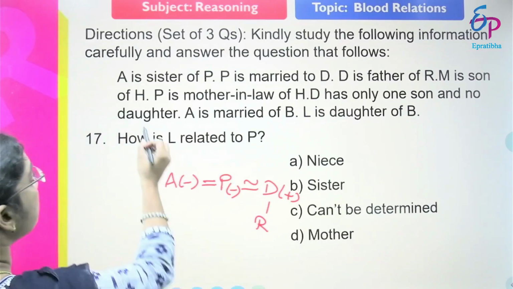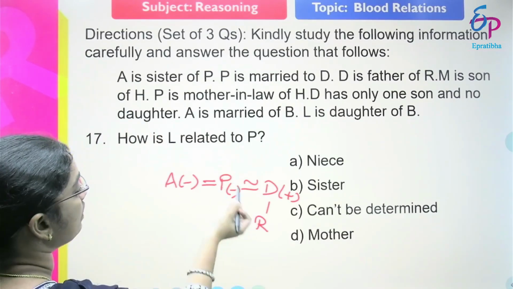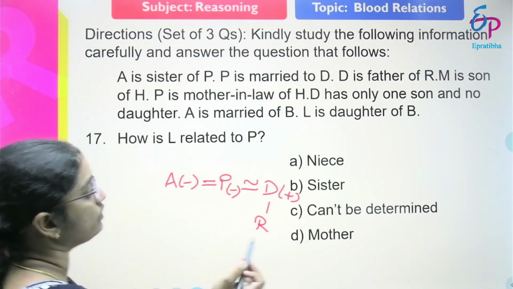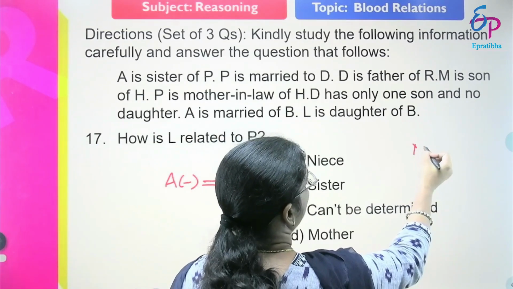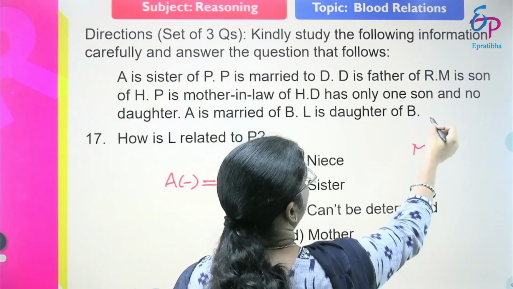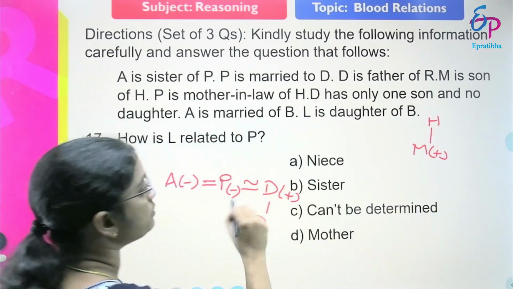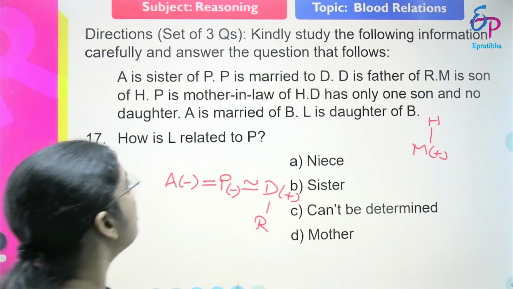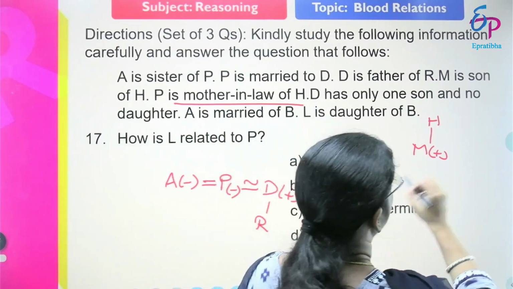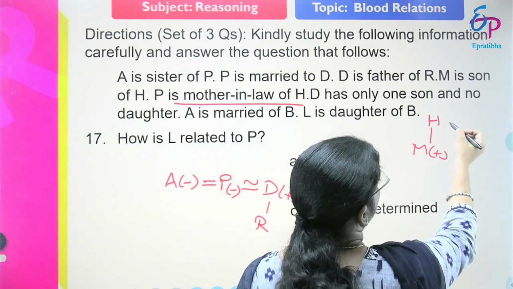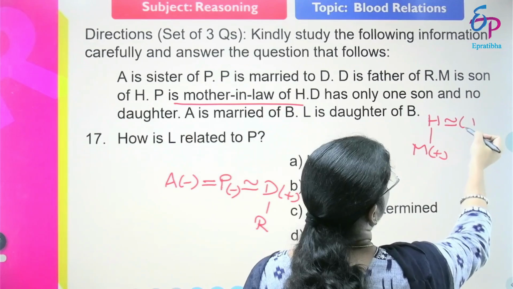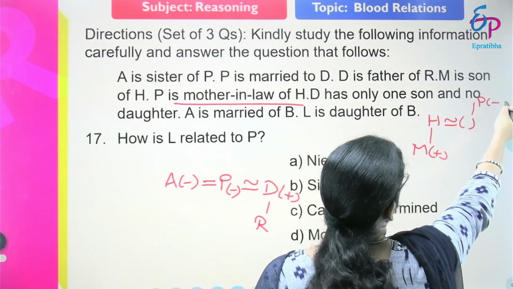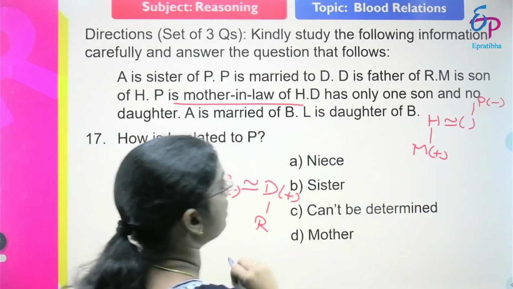Then M is the son of H, friends, but here we don't have that, right? So I want to take it separately. M is the son of H, but we don't know the gender of H. Then P is the mother-in-law of H. So P is mother-in-law means definitely we need to take the spouse of H, and P is the mother of that spouse. P is the mother-in-law of H.